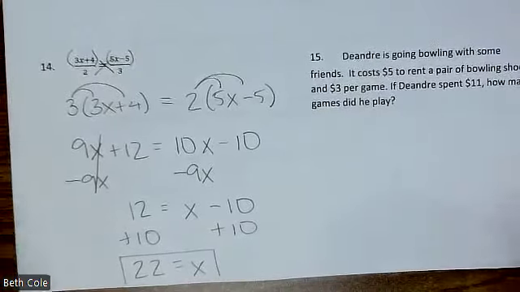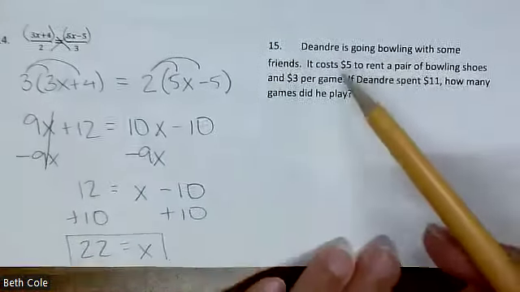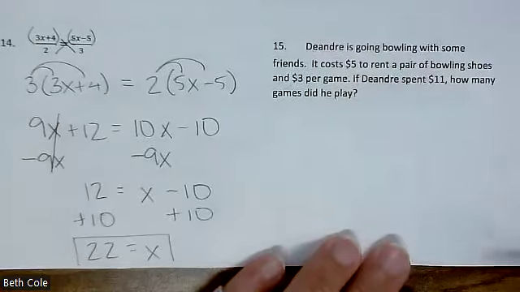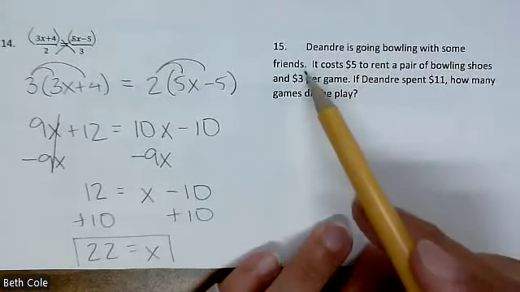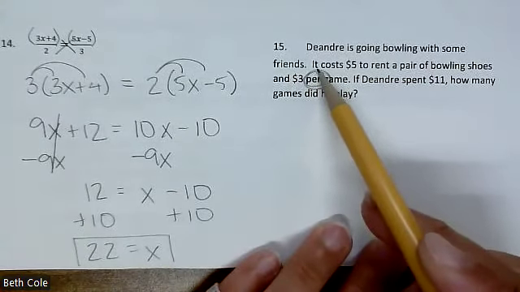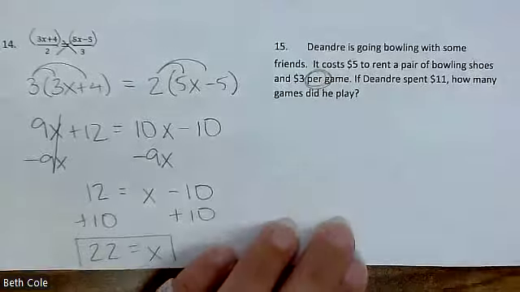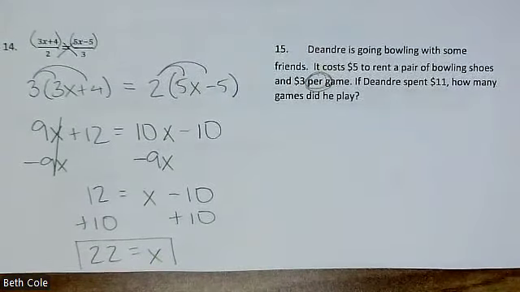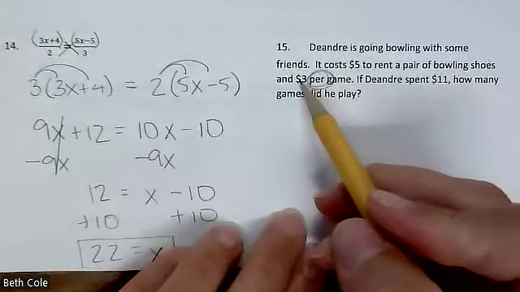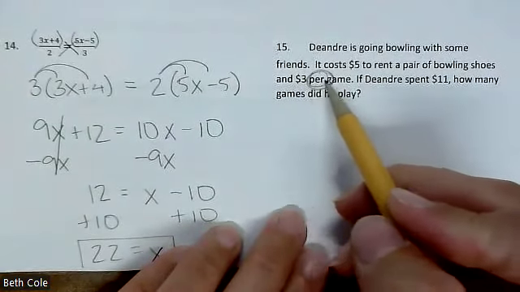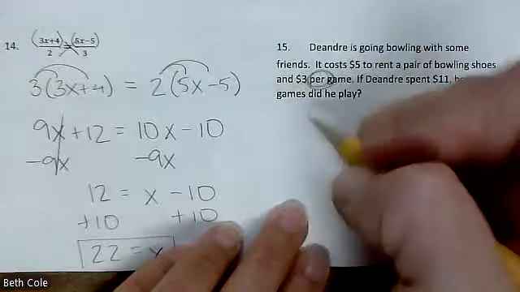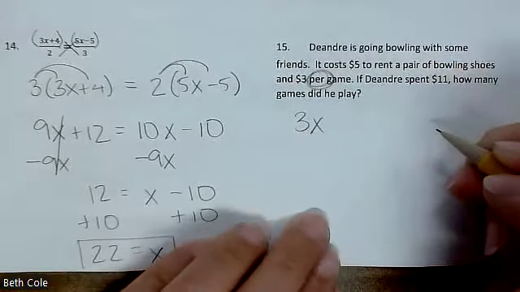All right, this one involves words. Let's read. DeAndre is going bowling with some friends. It costs $5 to rent shoes, $3 per game. Let's put, oh my gosh, slope. So it's going to be 3, what? Good, 3x. Then what? Put it together.